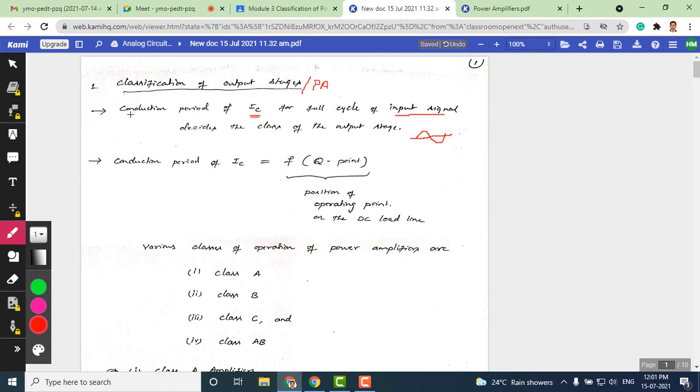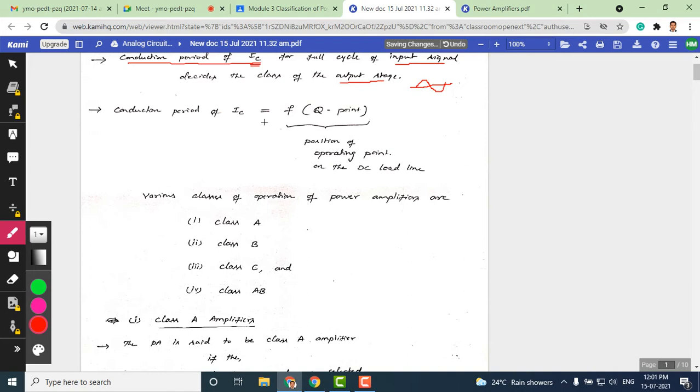The basis is the conduction period of the collector current, whether the collector current is flowing for the full input cycle, or half of the input cycle, or 75% of the input cycle. Decided based on that, we are going to classify the power amplifier. That decides the class of the output stage or power amplifier.